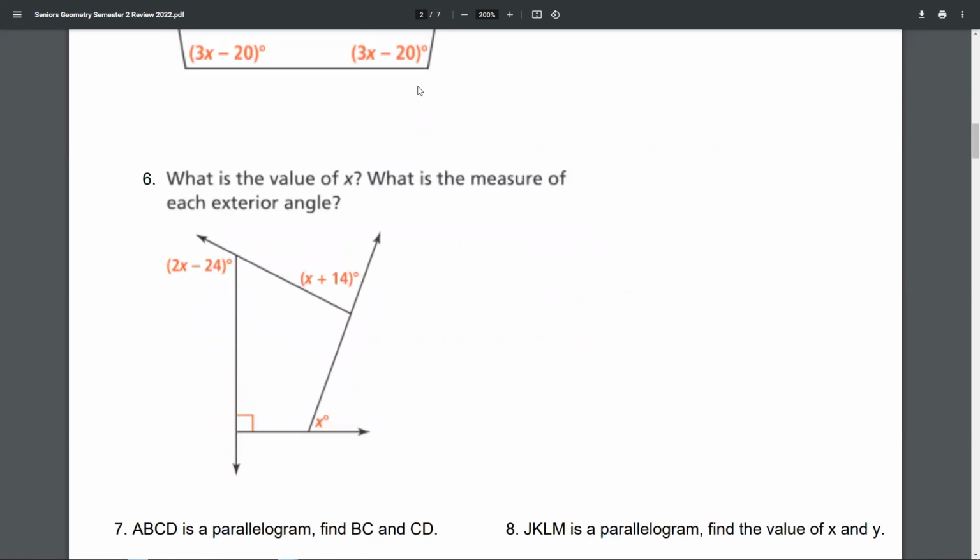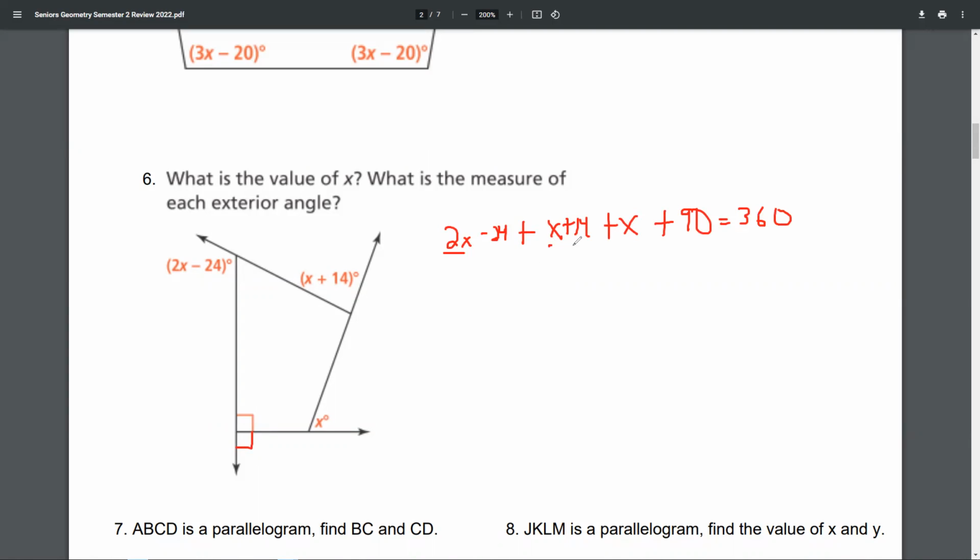All right, this one, these are exterior angles. We know the sum of the exterior angles always adds up to 360. So we can do 2x minus 24 plus x plus 14 plus x plus 90 equals 360. So this exterior angle here is 90 because these are a linear pair. 180 minus 90 is 90.